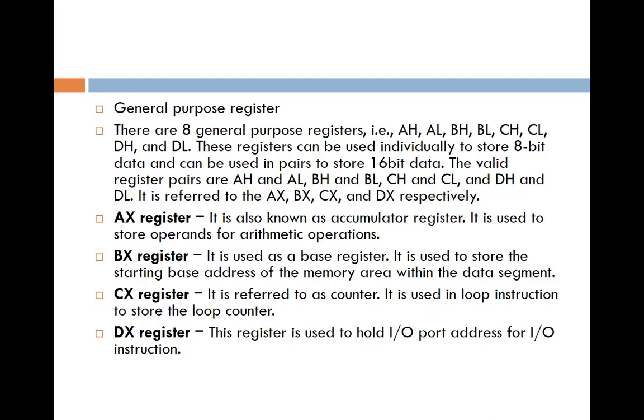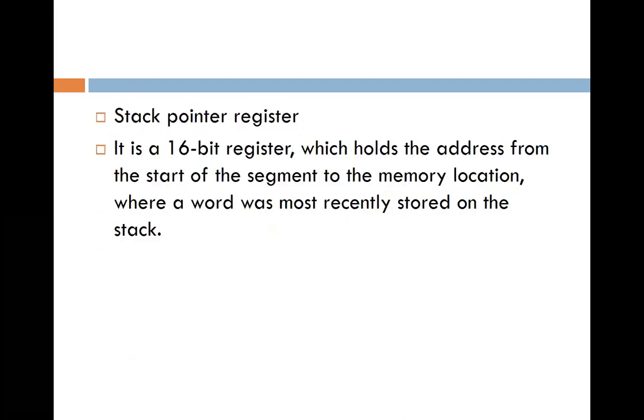BX register: it is used as a base register. It is used to store the starting base address of the memory area within the data segment. CX: it is referred to as a counter and it is used in loop instructions to store the loop counter. DX register: this register is used to hold the input output port address for the I/O instructions. Stack pointer: it is a 16-bit register which holds the address from the start of the segment to the memory location of the most recent store on the stack.